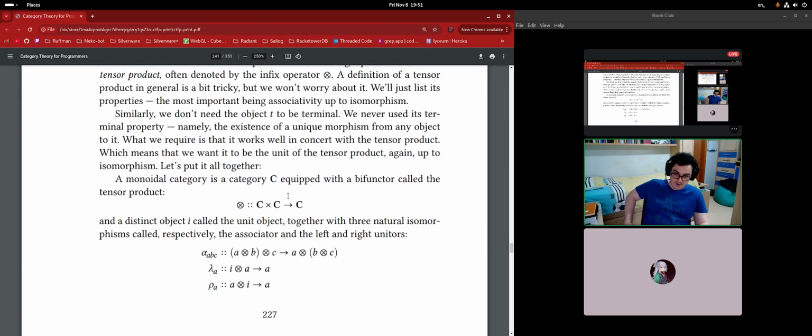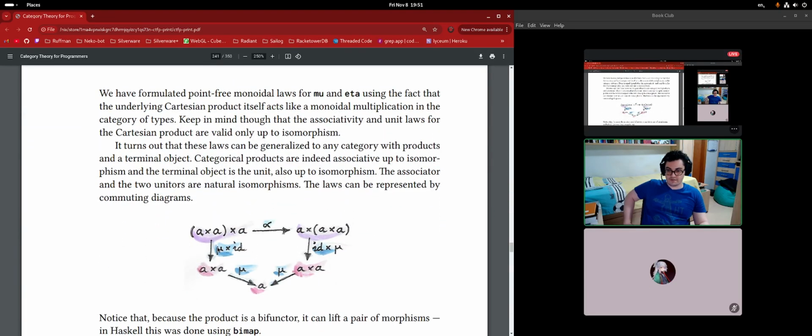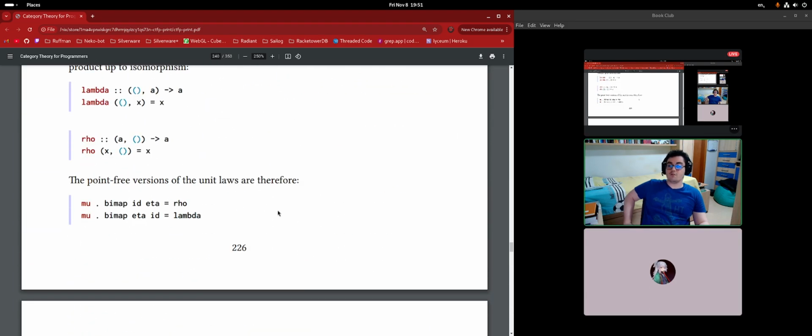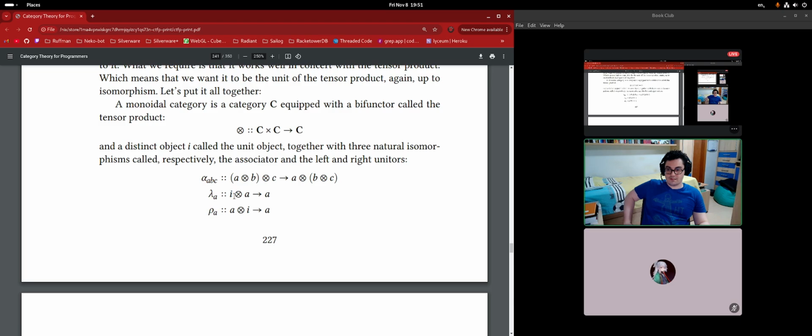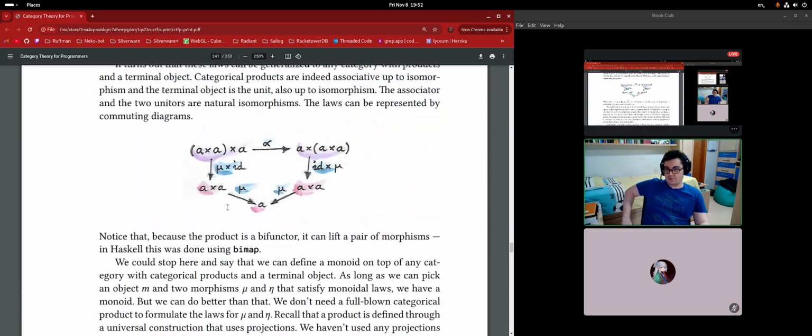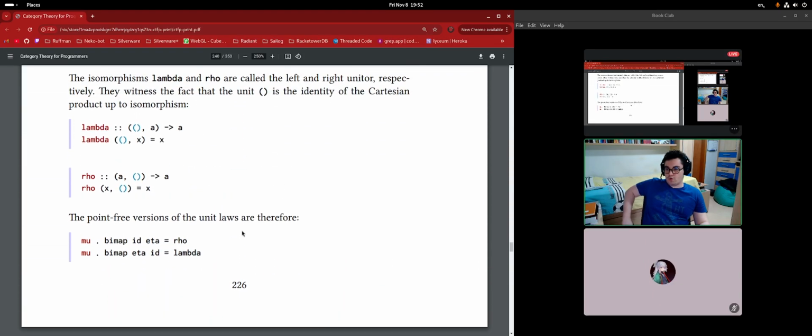So a monoidal category is a category C equipped with a bifunctor called the tensor product. You have a pair, a Cartesian product, of elements of the category C, and you go to another element of the category C. And a distinguished object I called the unit object, together with three natural isomorphisms called respectively the associator and the left and right unitors. The associator is alpha. We need something that picks the unit object and any object, and gives us that object back, and the opposite. That would be lambda and rho.